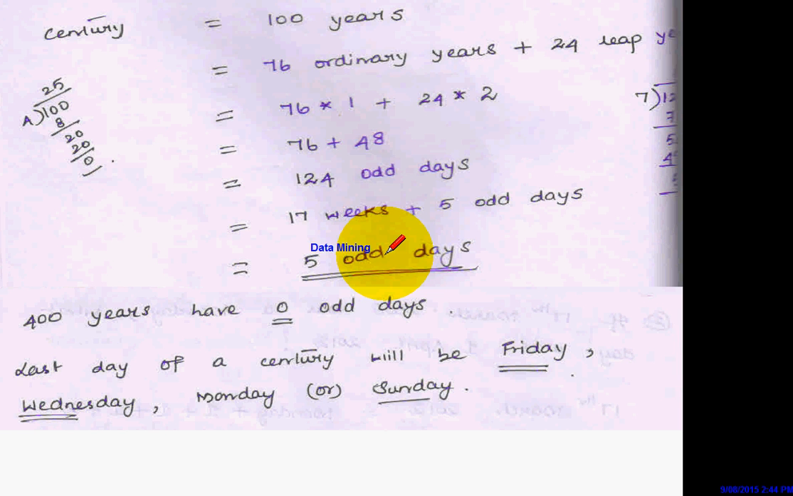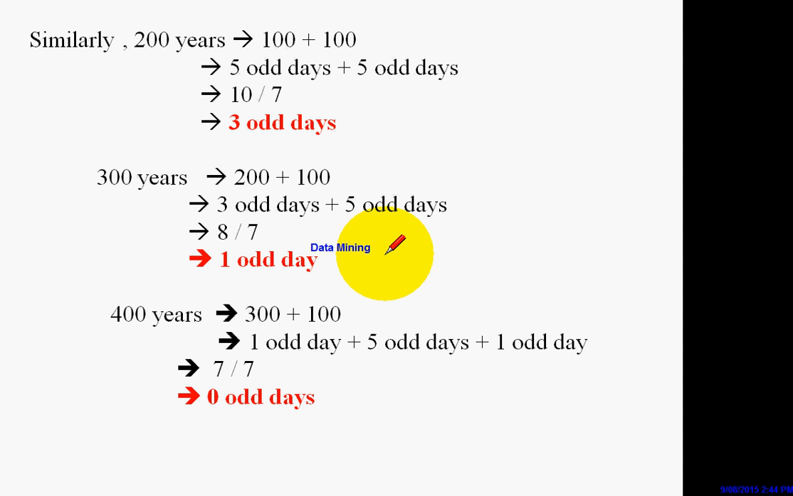We have seen that 100 years have 5 odd days. Similarly, see how we calculate for 200 years. You have to split 200 into 2 parts: 100 plus 100. In 100 years, how many odd days do we have? 5 odd days. Another 100 years, again 5. 5 plus 5 is 10 odd days. Again it is more than 6 or 7, so divide 10 by 7. The remainder is 3. So 200 years have how many odd days?